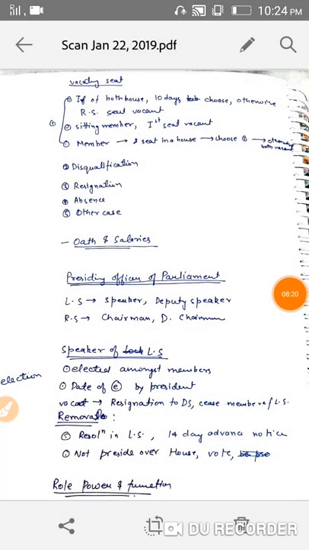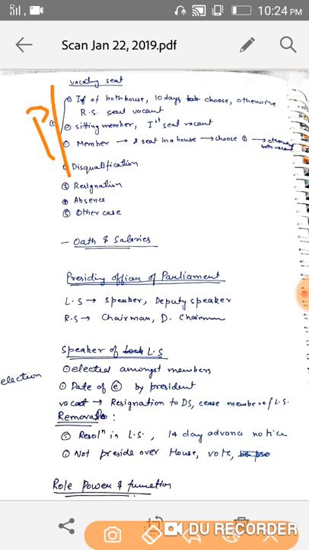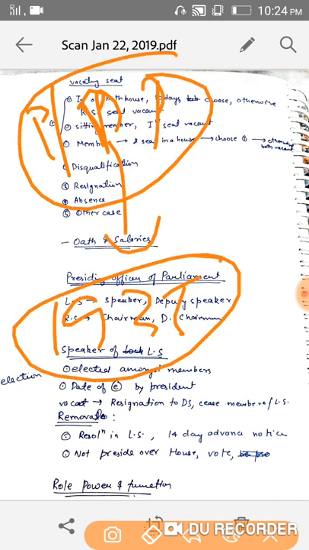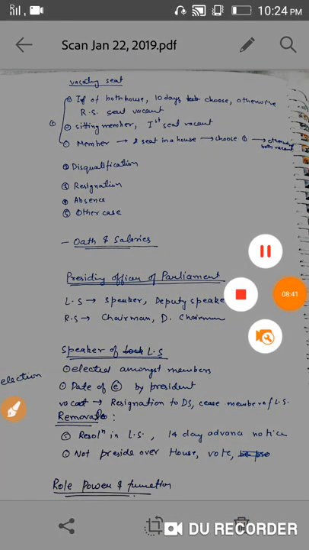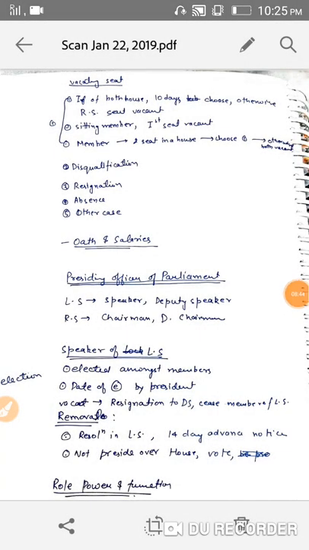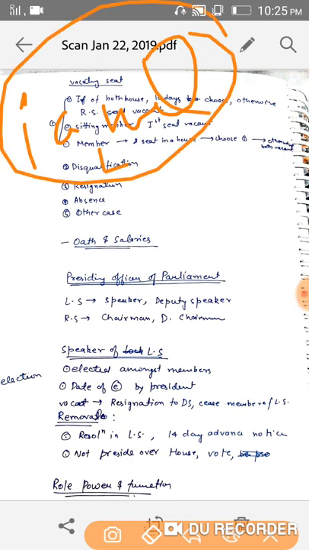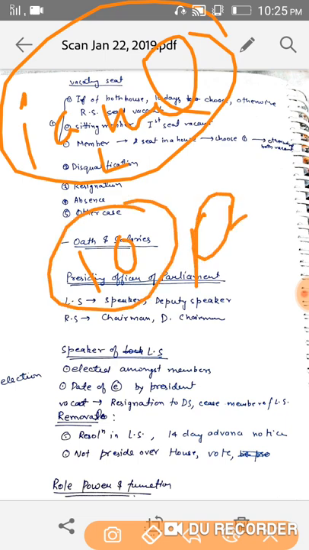However, it also needs to be understood that initially these posts were named President and Deputy President of the House. However, the 1935 Act changed this nomenclature to Speaker and Deputy Speaker. Now we come to the panel of chairmen in the Lok Sabha. It is to be understood that there are 10 members in the panel of chairmen in the Lok Sabha, which is appointed by the Speaker.